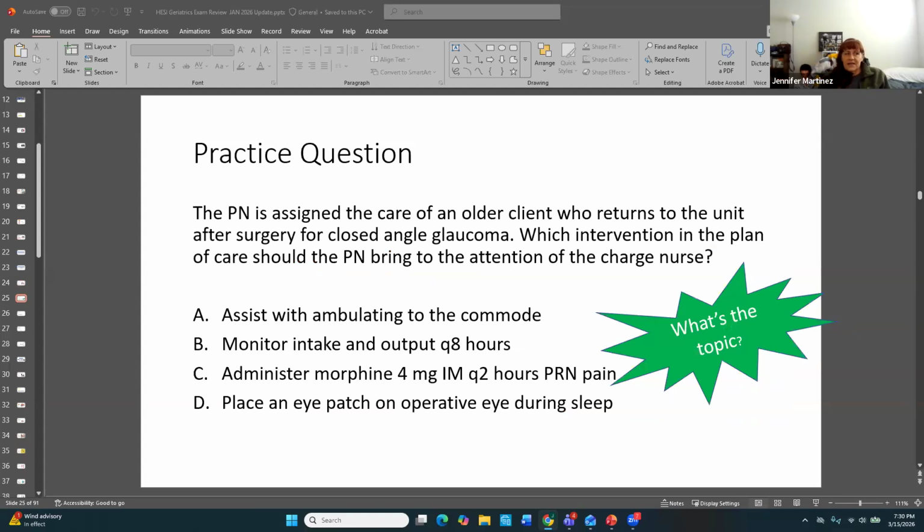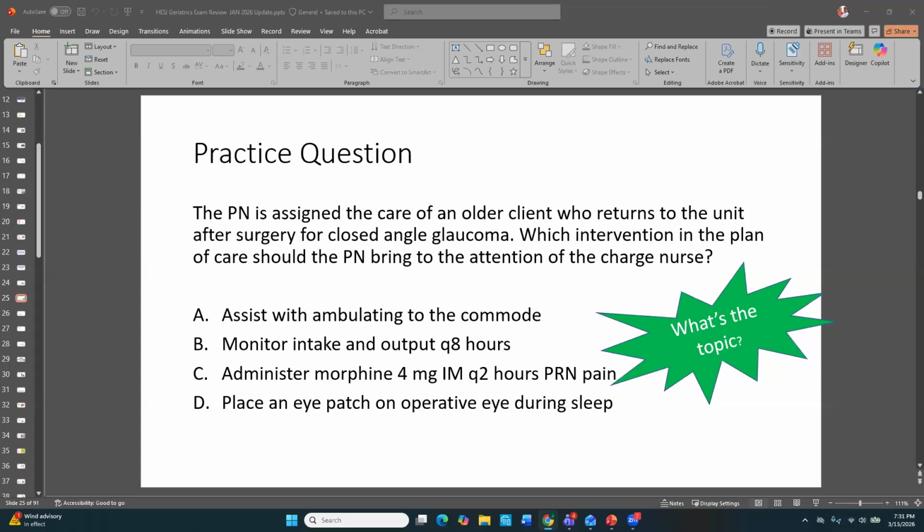So the PN is assigned the care of an older client who returns to the unit after surgery for closed angle glaucoma. Which intervention in the plan of care should the PN bring to the attention of the charge nurse? So A, assist with ambulating to the commode. B, monitor intake and output Q8 hours. C, administer morphine 4 milligrams IM Q 2 hours PRN pain. Or D, place an eye patch on the operative eye during sleep. So which intervention should we bring to the attention of the charge nurse?